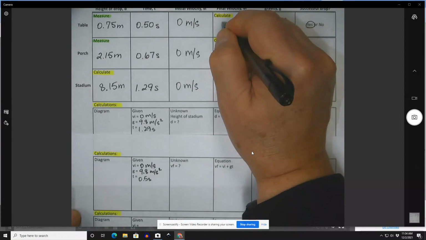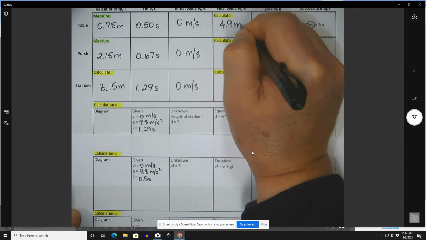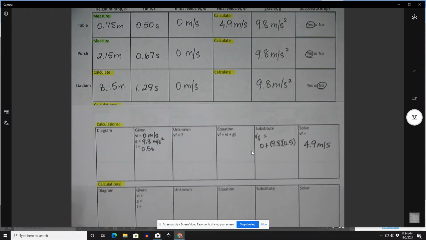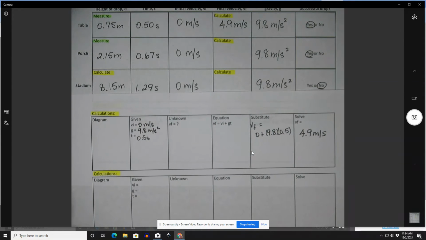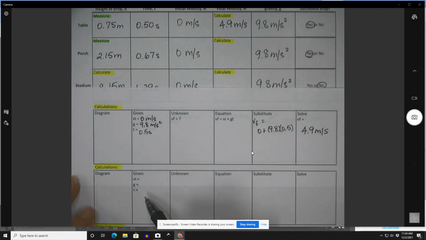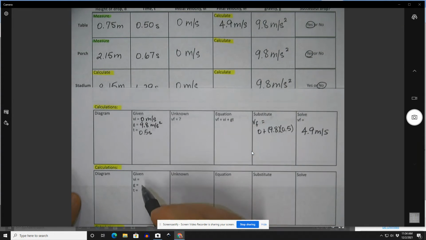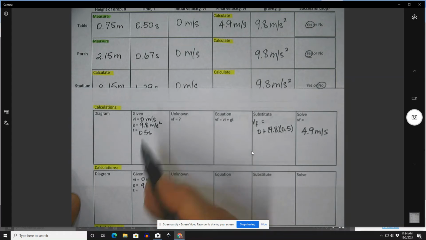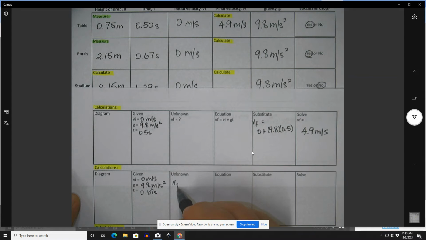So we're going to record that in our table here, 4.9 meters per second. Okay, now we're going to calculate the final velocity for the drop from the porch. And so we look at our table to get our givens. Again, don't forget to put your picture here. Initial velocity from the porch was 0. G is also, again, 9.8 meters per second squared. And our time for the drop from the porch, 0.67. Our unknown is final velocity.